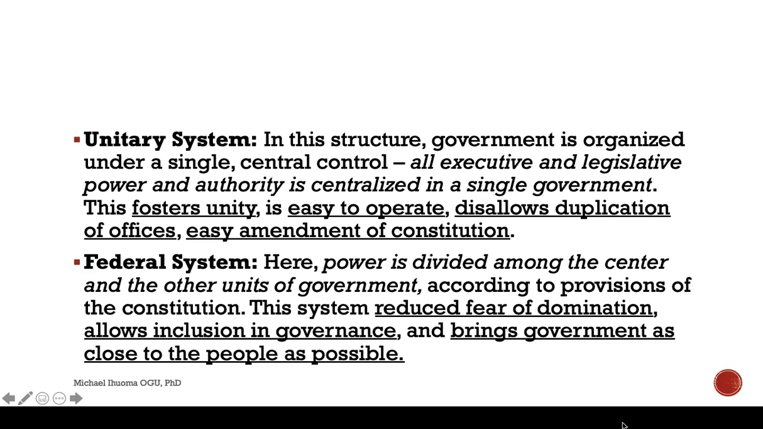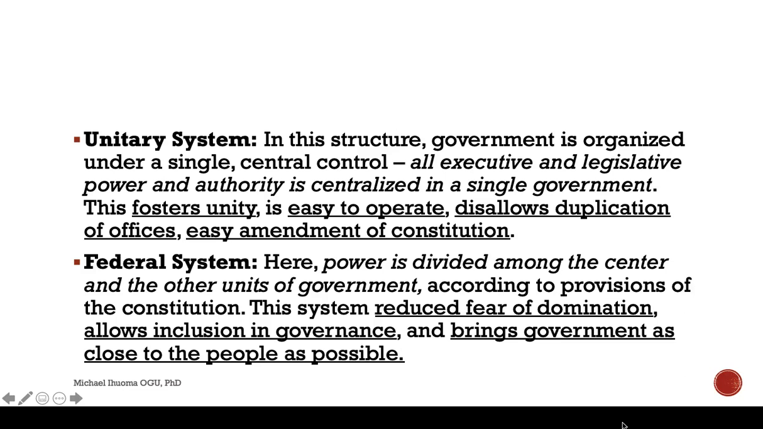All right, that is the federal system of government. And of course, like the unitary system, this one also has both advantages and disadvantages. Some of the advantages are the fact that there's no fear of domination, that one group, one section of the state would overshadow or dominate the rest of the state. So that is one major advantage of this.